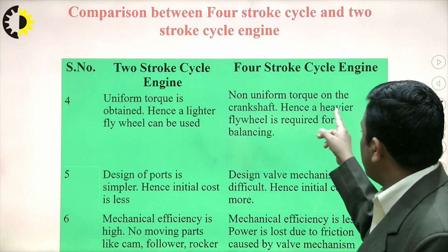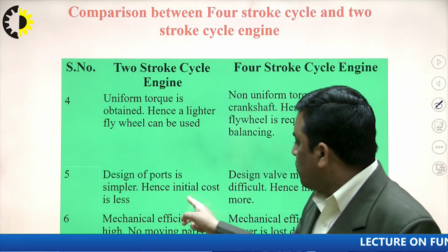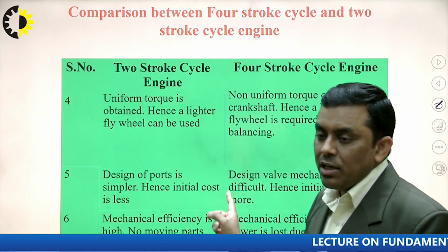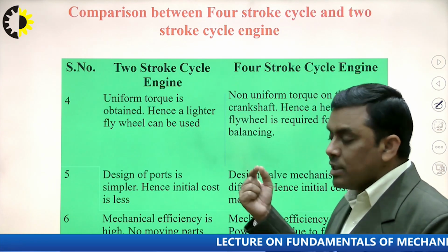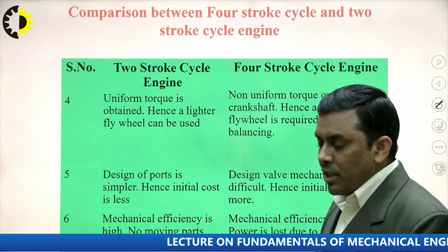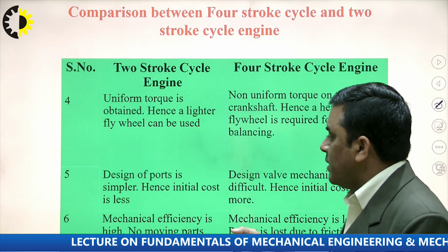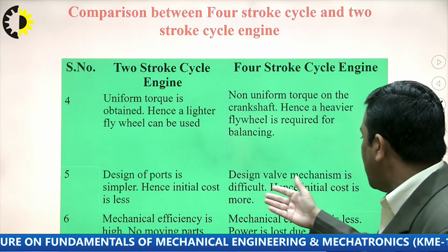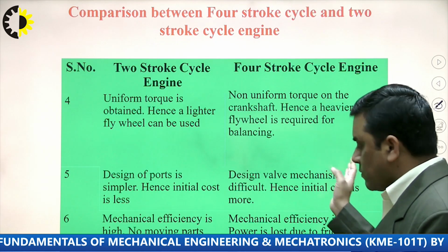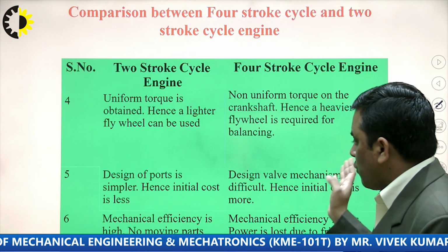Non-uniform torque on the crankshaft, heavier flywheel is required. Design of port is simpler, hence initial cost is less. Obviously, when the ports are cut only on the cylinder and their opening and closing is controlled by the movement of pistons. So, no separate mechanism is required. So, design is simple and initial cost is also less. Here the design is slightly complicated, that is why it is having more cost.